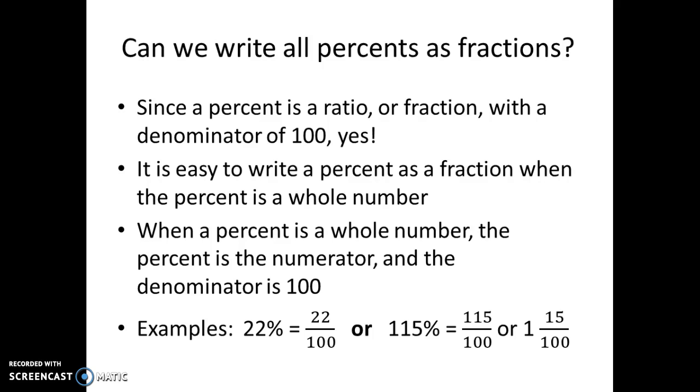Another example is 115%. This is a whole number, however, it is greater than 100%. We can still write it as a fraction though. The numerator is 115, the denominator is still 100. So that would be improper, or we can write it as a mixed number of 1 and 15 hundredths, and then we could simplify it by 5 to make it 1 and 3 twentieths.